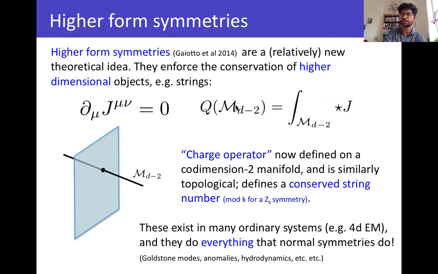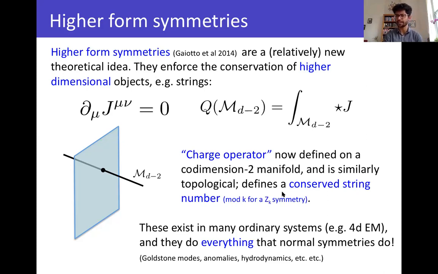And that is why you integrate over a codimension two manifold, so a surface, rather than a codimension one manifold, so a volume, okay? And now you can move that codimension two manifold towards you in space or upwards in time and you get the same number. That tells you that string number is conserved, okay? And again, this is for a U1 string symmetry. You might have a ZK higher form symmetry. In that case, you'll get a conserved string number modulo K.